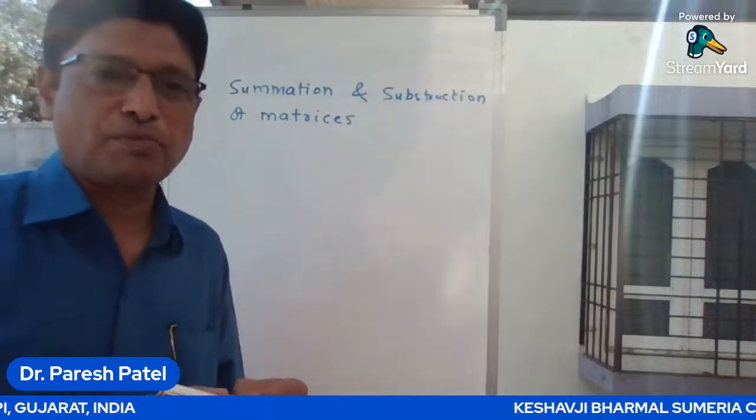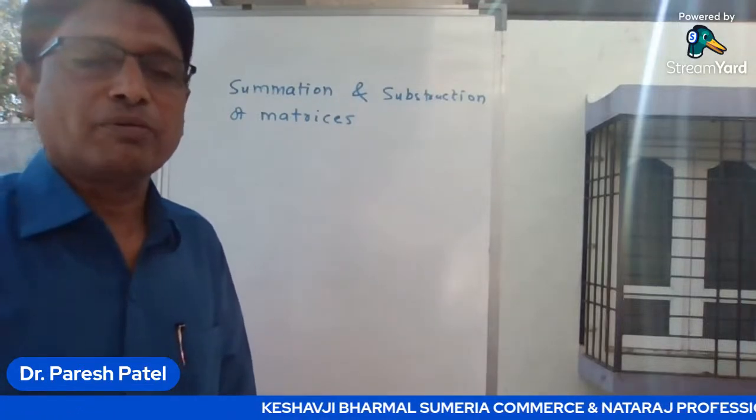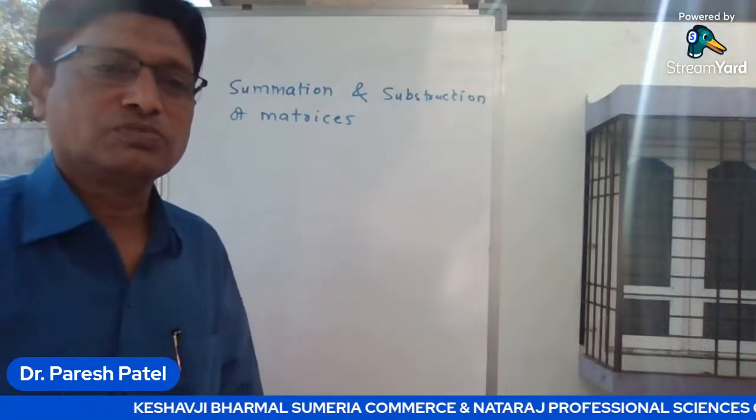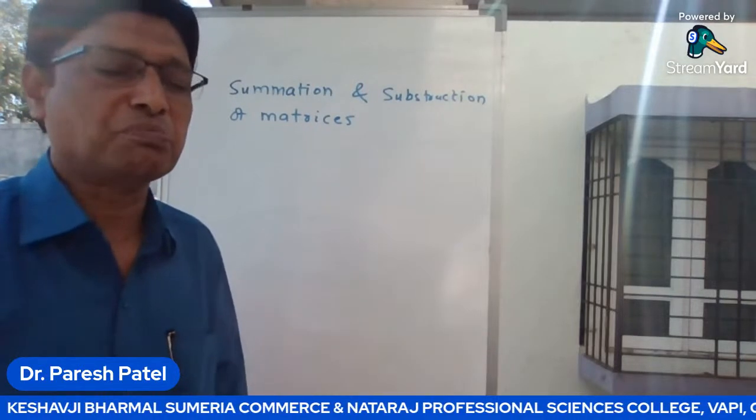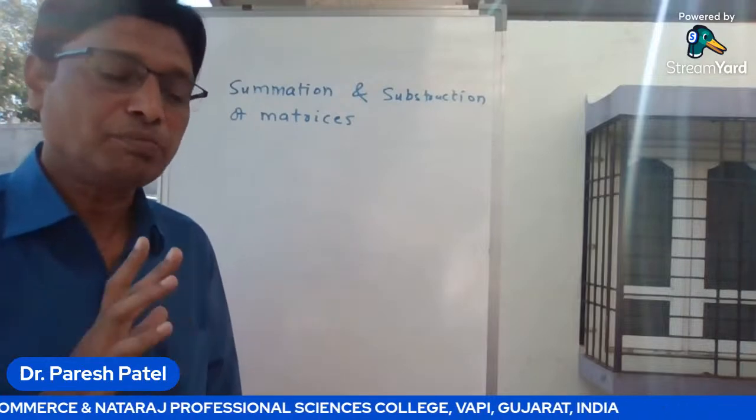Summation and subtraction of matrices are possible if the number of rows and the number of columns are the same, or we can say the dimensions of both these matrices are the same. Then and only then can summation and subtraction be possible.